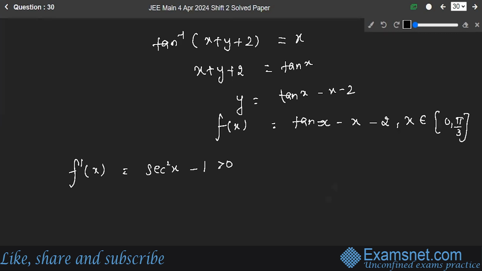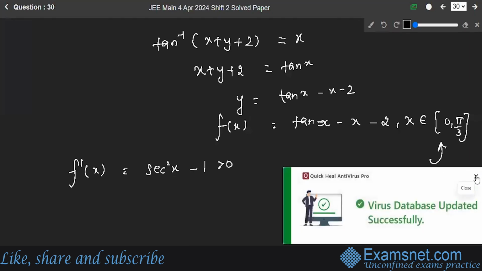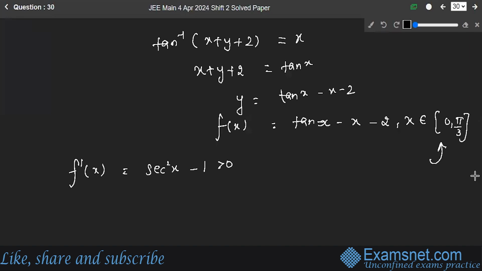This is greater than 0. Now, why is that? Because x lies in the first quadrant. It is said it is lying in the first quadrant. So f'(x) is greater than 0. That means your minimum value of the function will be at f(0) and the maximum value of the function will be for f(π/3).